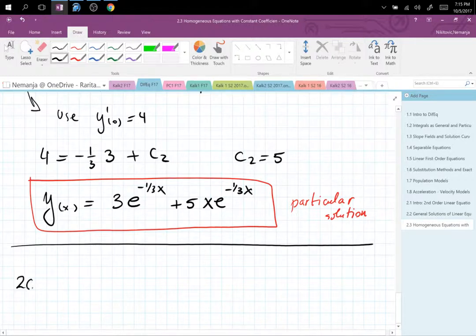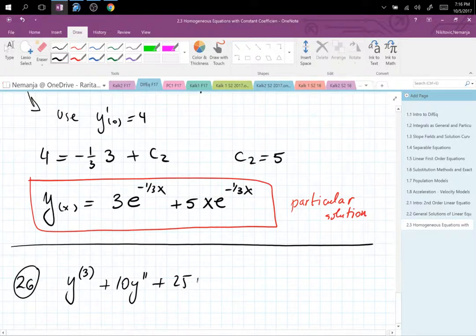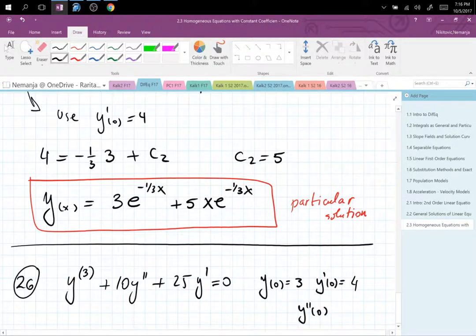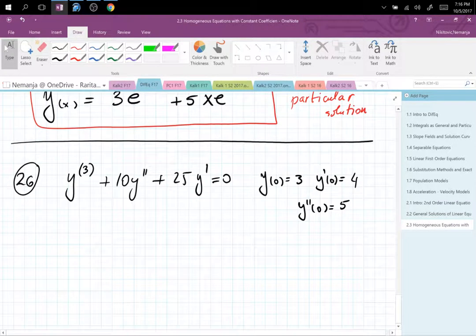So let's quickly look at y third derivative plus 10y double derivative plus 25 y prime equals 0. Y of 0 is 3. Y prime of 0 is 4. And y double prime of 0 is 3, 4, 5. Very creative. Very good. Bravo.